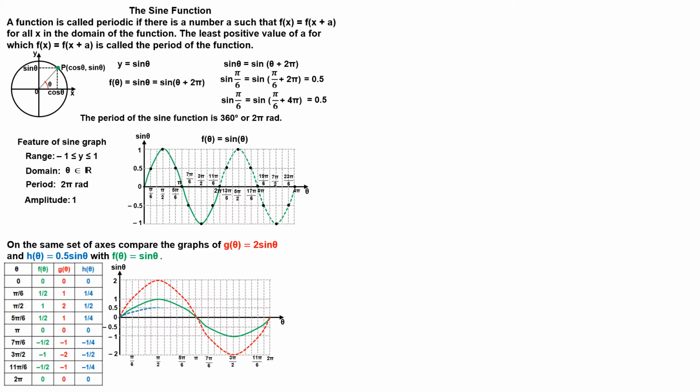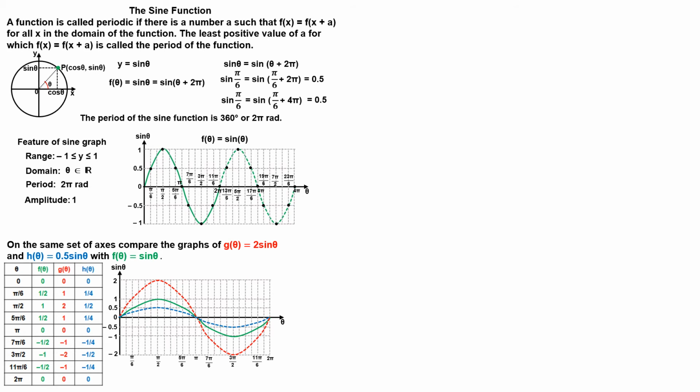We now draw the blue graph. We can see that the height of the blue graph is 1/2 the green graph. The amplitude has changed from 1 in the green graph to 1/2 in the blue, just as the multiplier in front of the sine changed from 1 to 1/2.